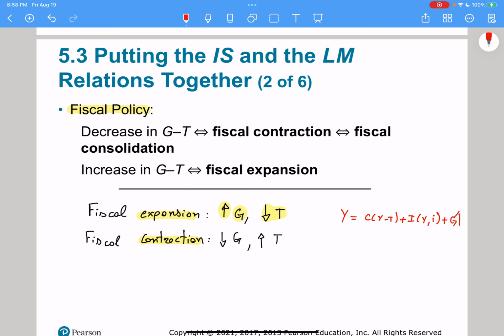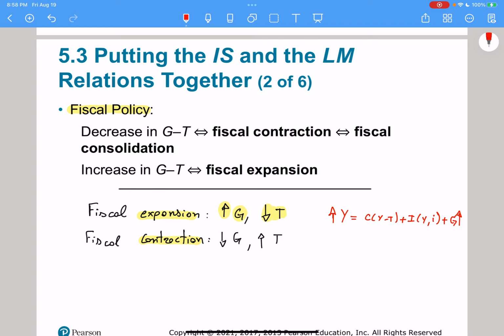So when this goes up, the output goes up. Therefore, fiscal expansion is what is done by the government to increase the short-run output. Fiscal expansion is either or both the reduction in taxes and the increase in government expenditures, and the contraction is the opposite. So if the government wants to reduce the output, they can either increase the taxes or decrease the government expenditures.